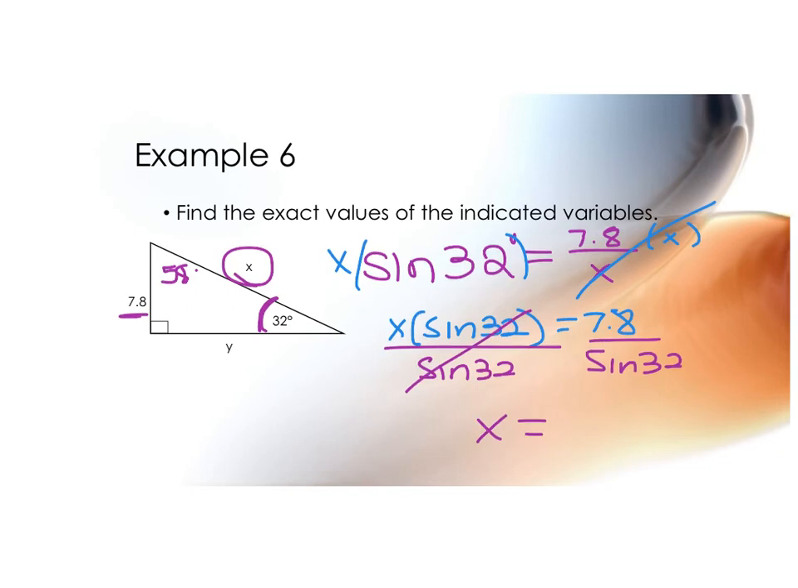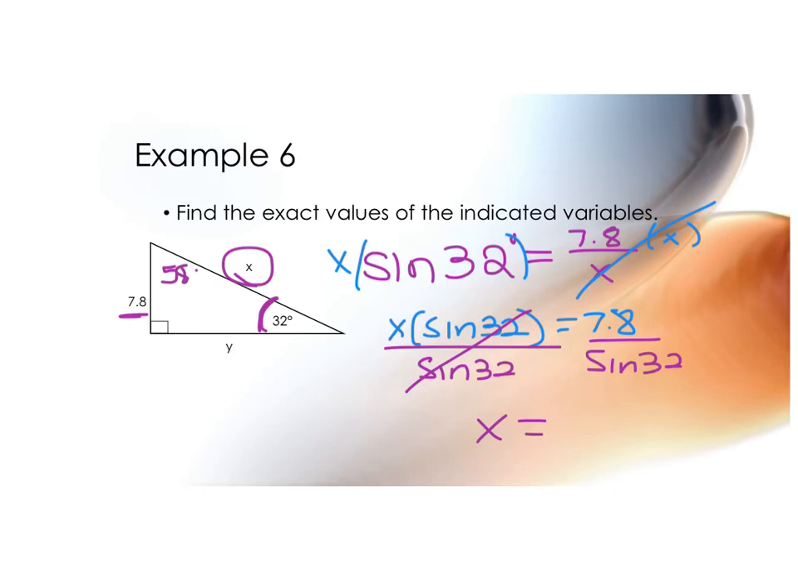Why do you use sine? Because I have to use the 7.8, right? It's the only piece of information they gave me, which is opposite 32. And this time I'm solving for x. I'm going to switch and solve for y in a minute, but I'm solving for x. So in respect to 32, 7.8 is opposite, and the x is the hypotenuse, which tells you to use sine. You round to a certain decimal. I think these usually say nearest tenth, if you want to make a habit of it.